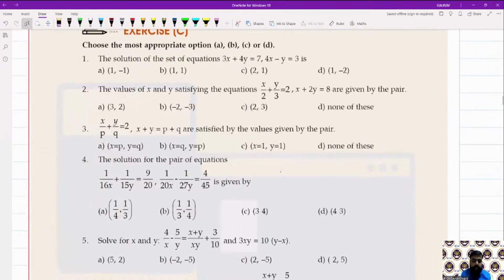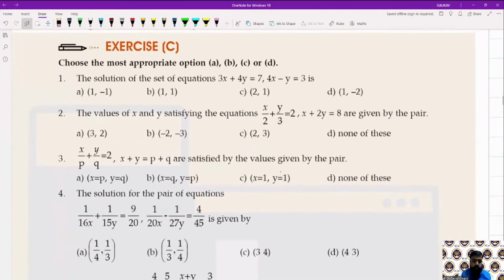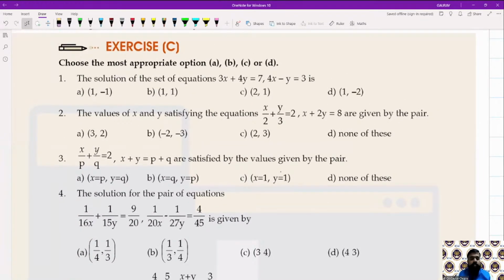Now let us try them from exercise number C. Let's start with exercise number C. Question number 1. Now you guys have to answer which option is correct, which option is satisfying both the equations.